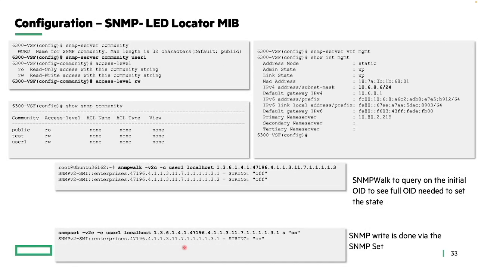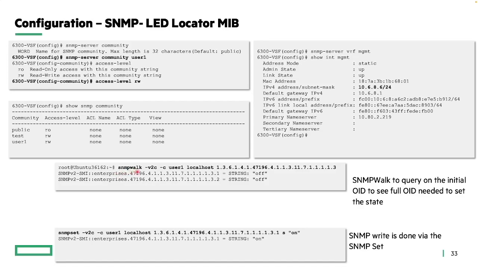Further getting into SNMP LED locator MIB, you can, let's say, configure that. To achieve this, you need to have SNMP server community. I've used user one as the community. I've given it an access level of read write so that we can set the LED. So access level is read write, community user one, show SNMP community, you will see user one, read write access, and then you'll see under VRF management, I've configured it, right?